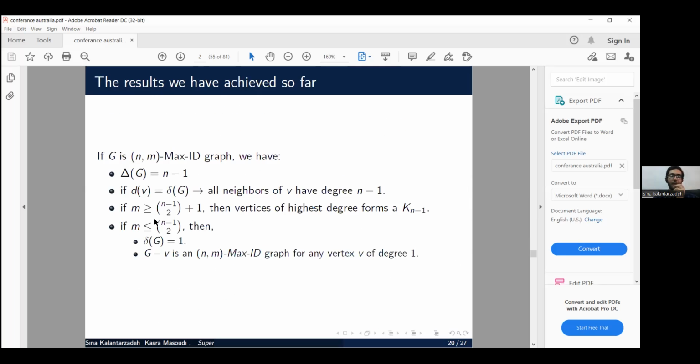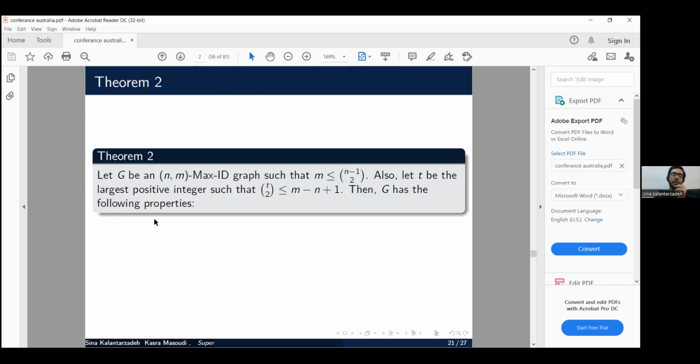So right now we have all the tools to determine the shape of the graphs whose number of edges is less than n-1 choose 2. We assume that t is the largest positive integer such that t choose 2 is less than or equal to m minus n plus 1. Then we said that G has the following properties.